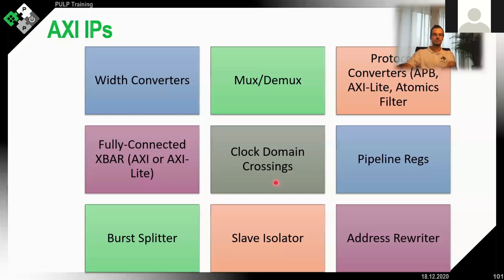It not only contains a fully connected crossbar for AXI. It also contains commonly used ingredients for any kind of AXI IP you might need, like multiplexers, demultiplexers with converters, pipeline registers for AXI. Clock domain crossings are important as well, and other stuff like protocol converters from, I guess, only to APB, AXI Lite, and yeah, atomics filters.